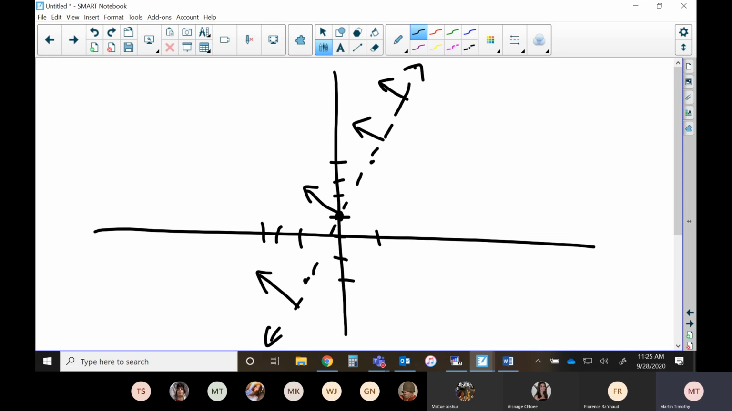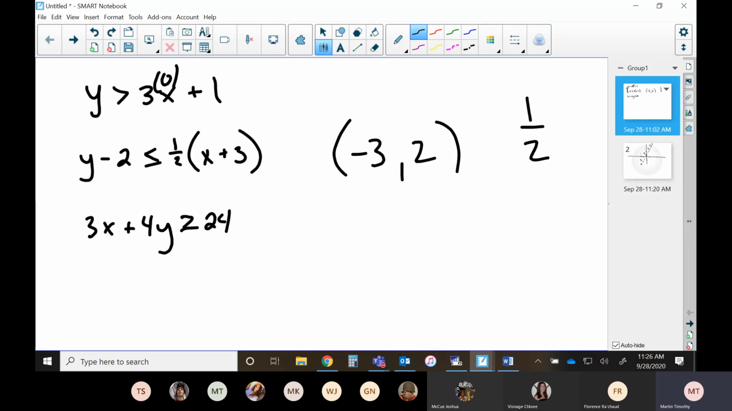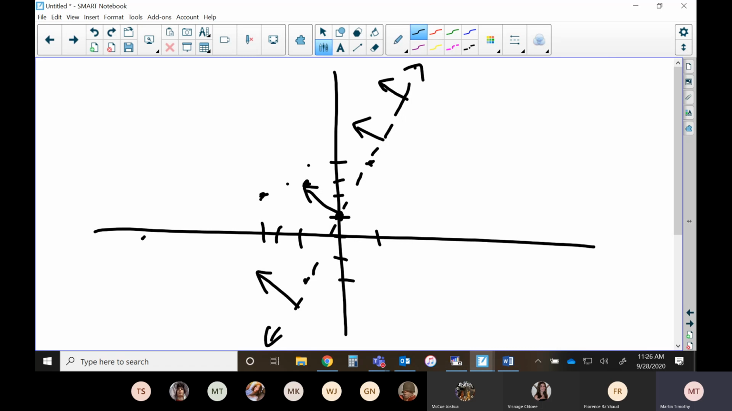-3. What was it, 2? And then my slope was what? So up 1 over 2, up, so that's up 1 over 2, so like that. And it wasn't equal to, right? It was equal to. So it's a solid line.